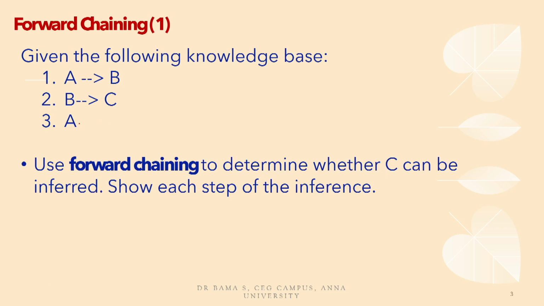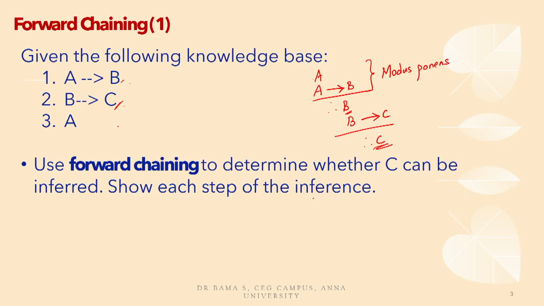So, taking A and then A implies B, using the rule of modus ponens, I would get B. With this B I take the second rule, B implies C, and therefore I get C. So, we are going from the axioms, from these facts, to the conclusion which is C. We are going in the forward direction, therefore, through forward chaining we can infer C. So, this is the first example.